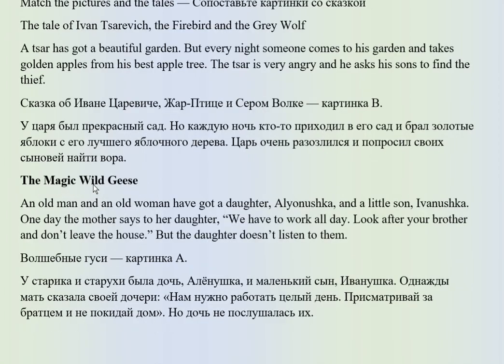The Magic Wild Geese. An old man and an old woman have got a daughter, Alenushka, and a little son, Ivanushka. One day, the mother says to her daughter, "We have to work all day. Look after your brother and don't leave the house." But the daughter doesn't listen to them.